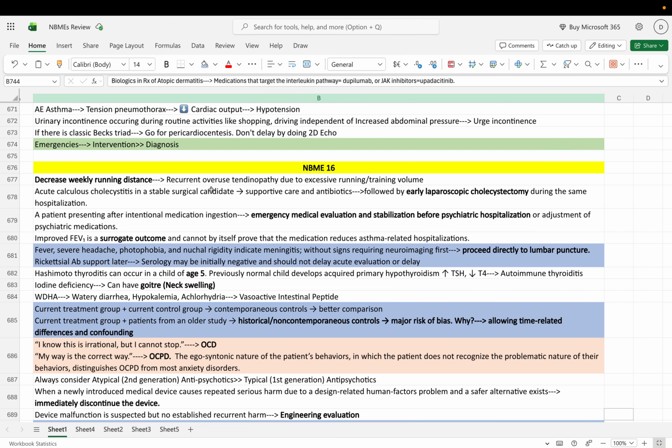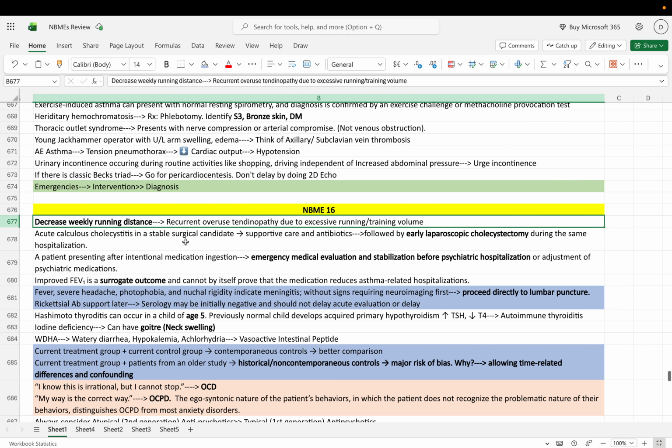Let's go through the uncolored portion. Recurrent overuse tendinopathy due to excessive running or training volume: what is the best preventive measure? Just decrease the weekly running distance. It's not the heel orthotics or ankle supports.